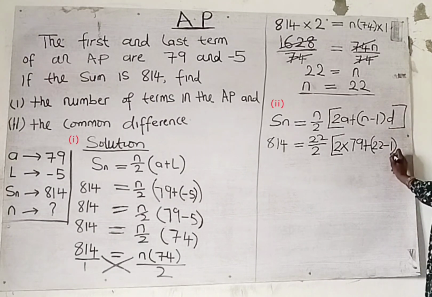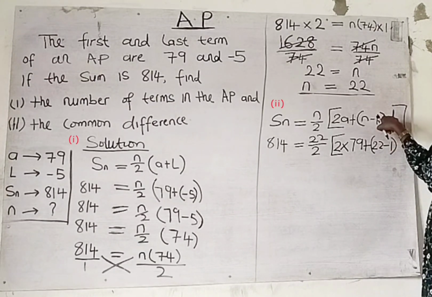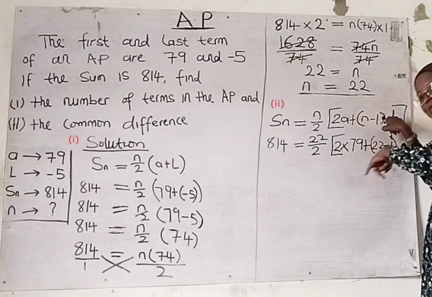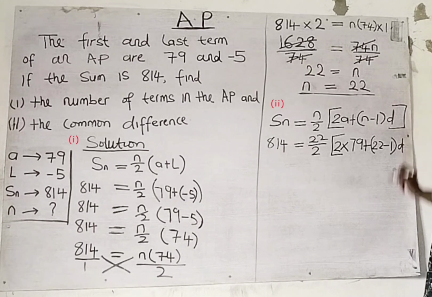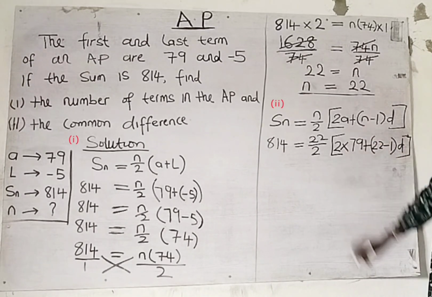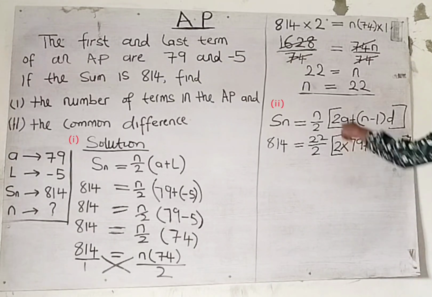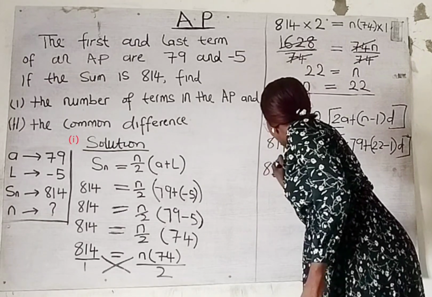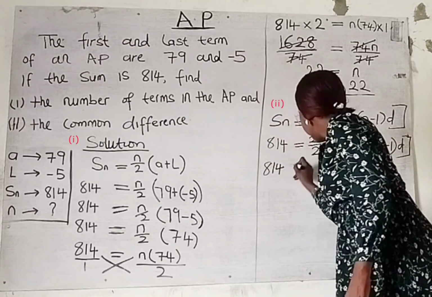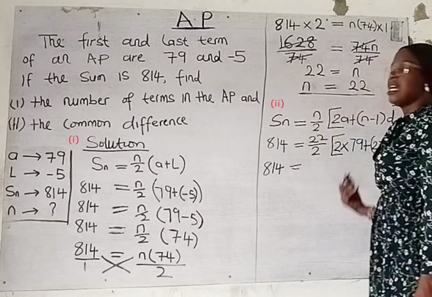Close the bracket. D, we don't know our D. That's what we are solving for, so we still represent it with D. Close bracket. And we continue. I carry down the 814 again, 814, put my equals to, and I come here.